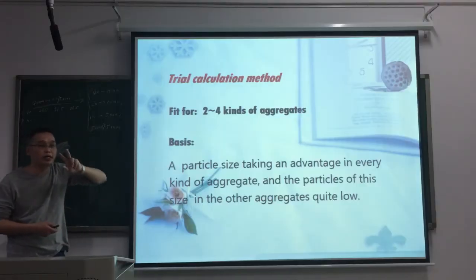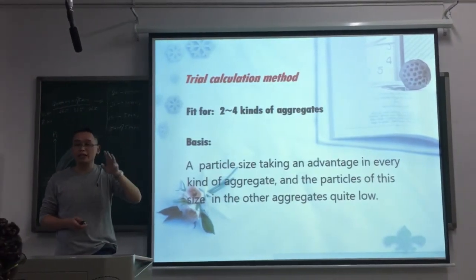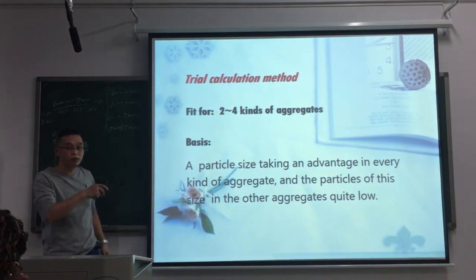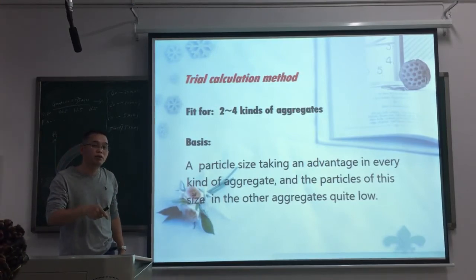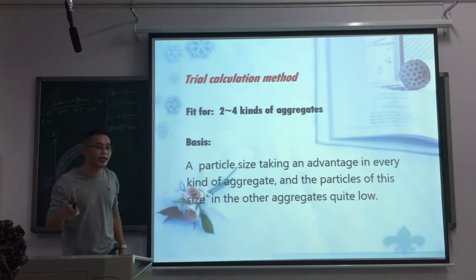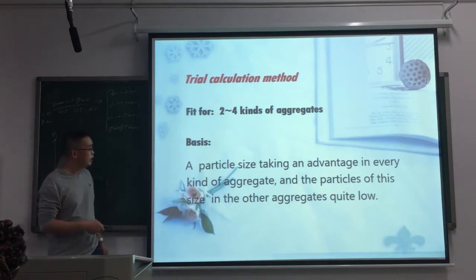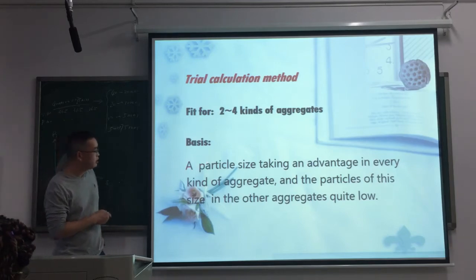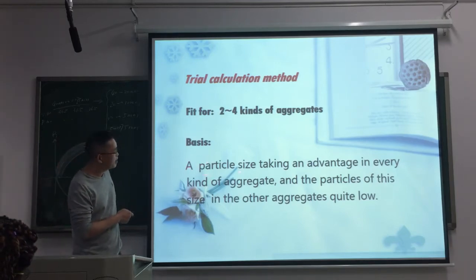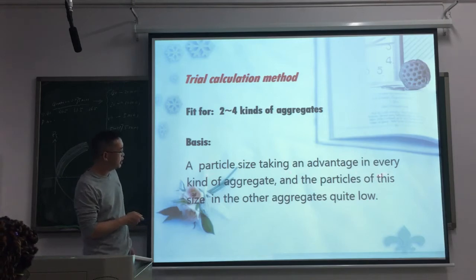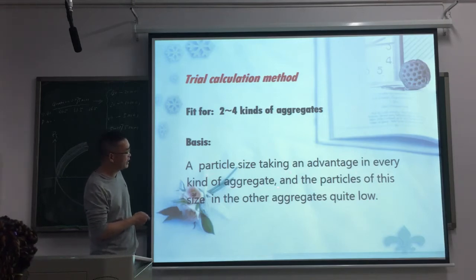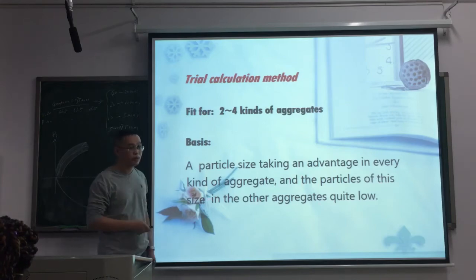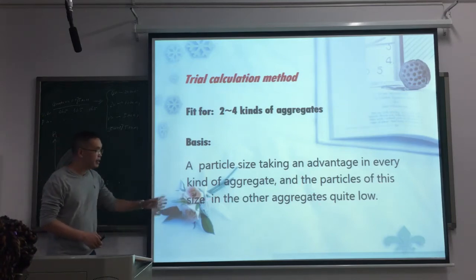Maybe 2 kinds of aggregates I need, maybe 3 kinds of aggregates I need, or 4. We can use this kind of method to decide the proportion of each aggregate. Okay. Suppose there are 2 circles. Basically, a particle size takes an advantage in every kind of aggregate, and the particles of this size in the other aggregates are quite low. What does this mean? It means this.